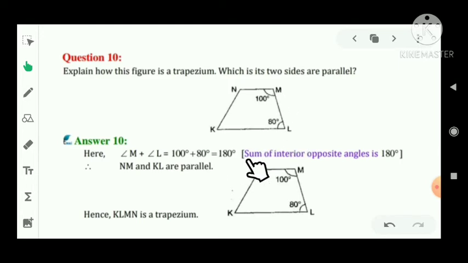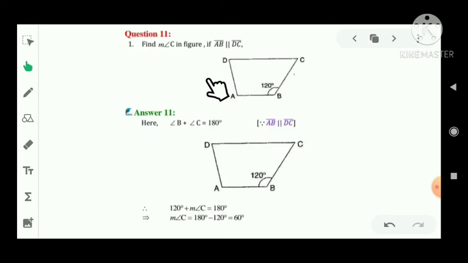it will be 180 degree because the sum of interior opposite angle is 180 degree. So we can say that NM and KL are parallel to each other. NM, this one and this one, they are parallel to each other. So KLMN will be a trapezium. Let's see the next question, that is question number 11.